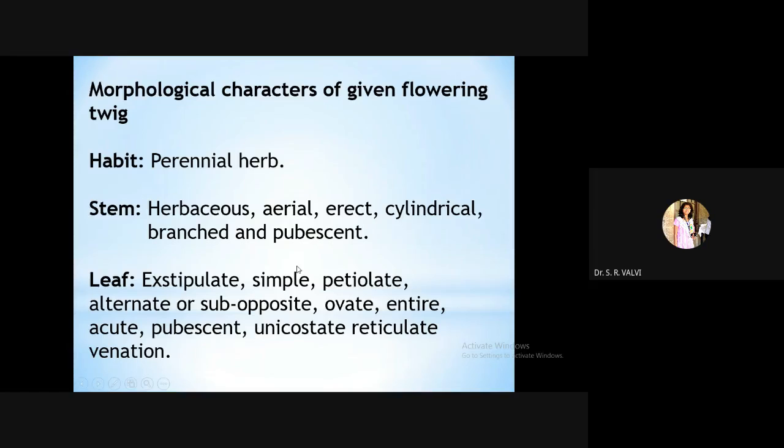Next, pubescent. Again see, the term for the stem is also pubescent, and for the leaf the term is also pubescent. It means hairs are present on the stem as well as on the leaf. Now next is unicostate reticulate venation. Unicostate reticulate venation means what? From a single point all the veins come out, and reticulate means somewhat network-like structure of veins is present, hence unicostate reticulate venation.